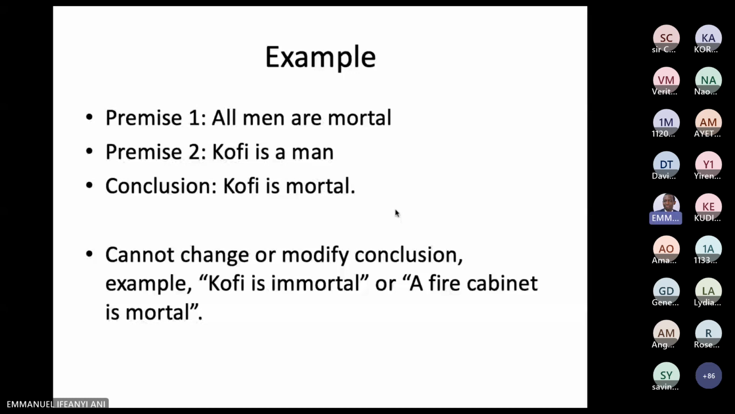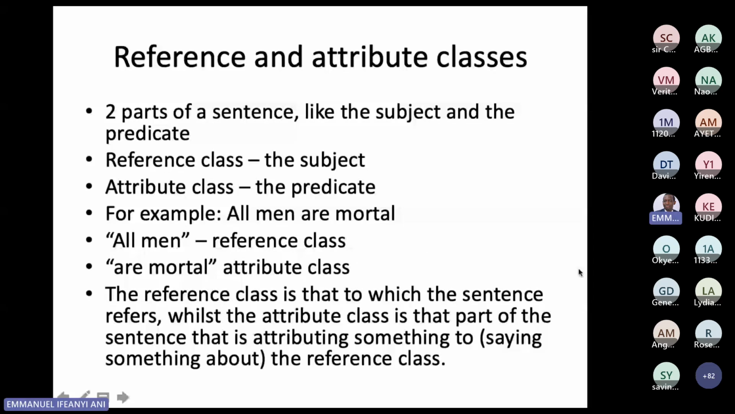Now let's look at the reference and attribute classes. We want to understand why deductive arguments work like mathematics. To do that, there are certain concepts we need to understand clearly. So first of all, we have two parts of the sentence, like the subject and the predicate. We'll have the reference class, and then we'll have the attribute class.